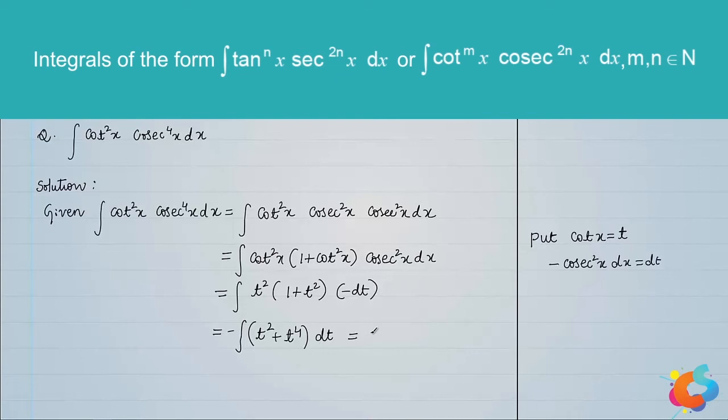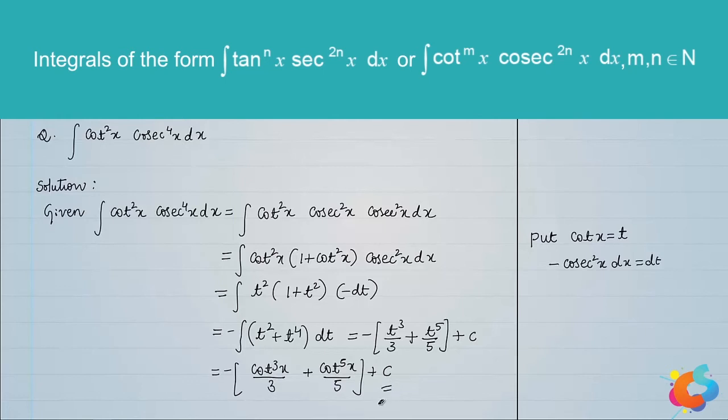So just integrate this. We'll get integration of t square is t cube by 3 plus integration of t power 4 is t to the power of 5 by 5, followed by the constant c. Now we will replace t by cot x. We will get cot cube x by 3 plus cot to the power of 5x by 5, followed by the constant c. So this is the required solution.